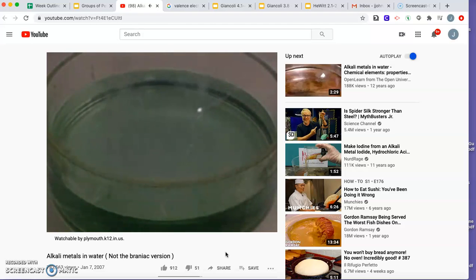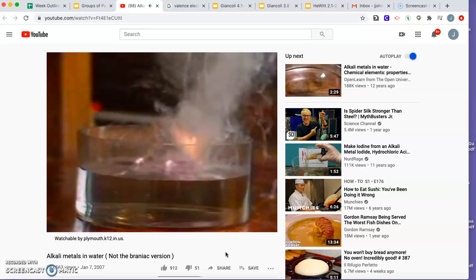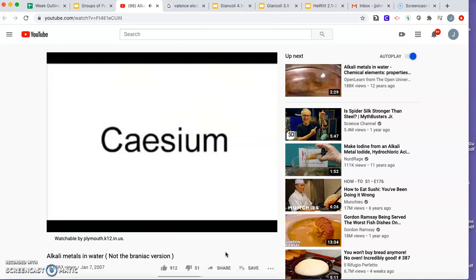And you can see again, instantly ignites. Rubidium, putting rubidium in water, and that almost looks like a firework, doesn't it? And then cesium in water.